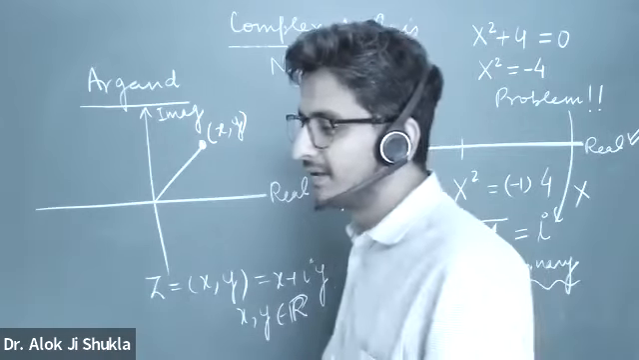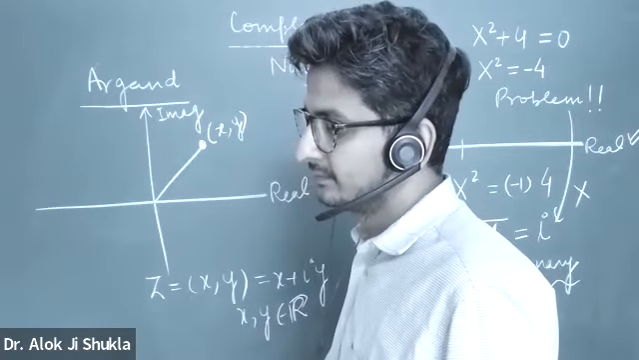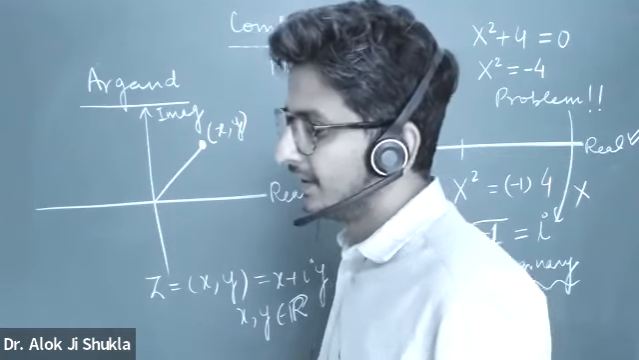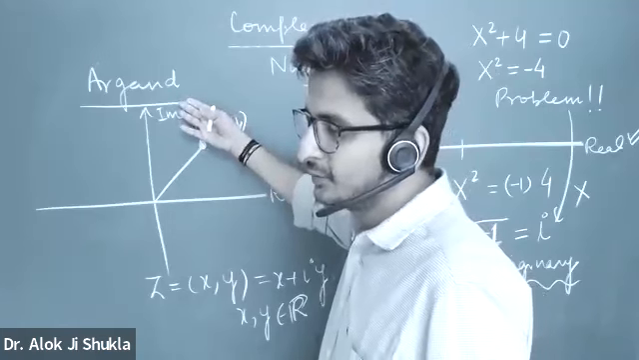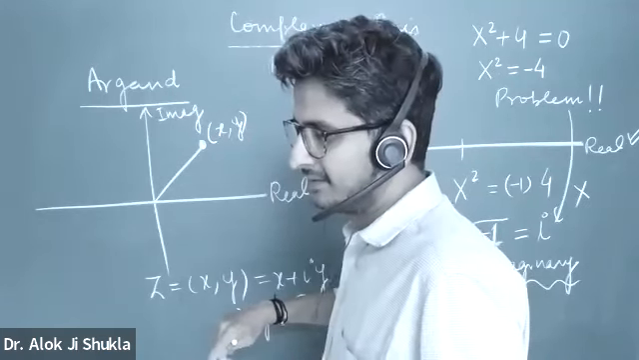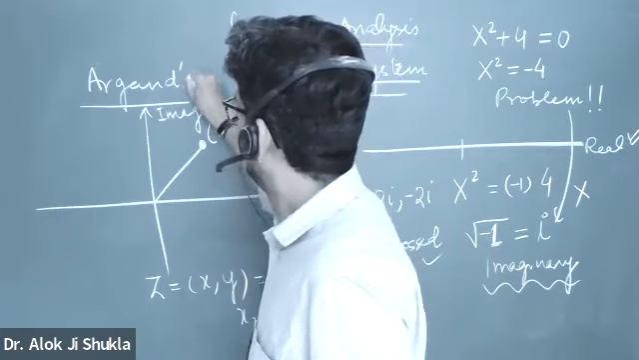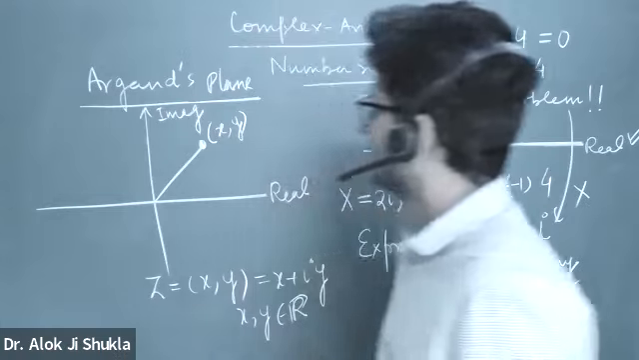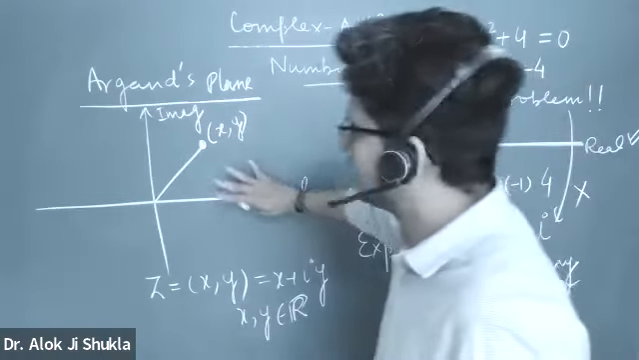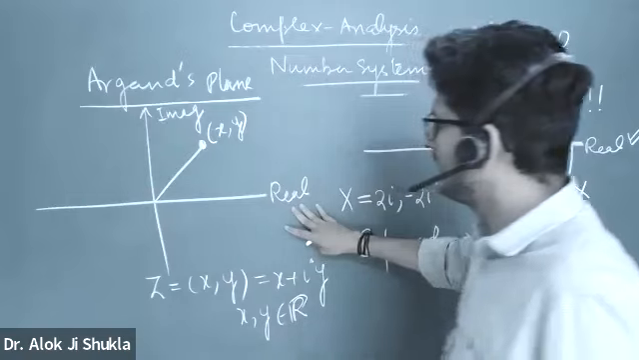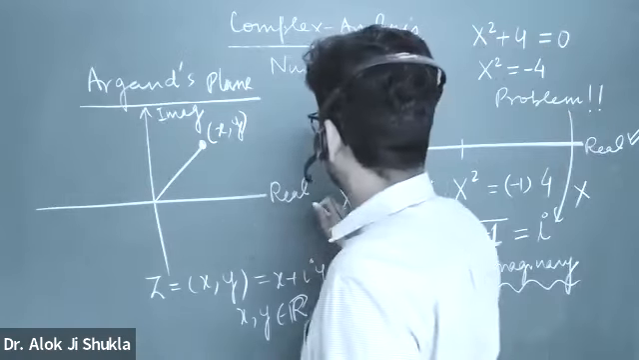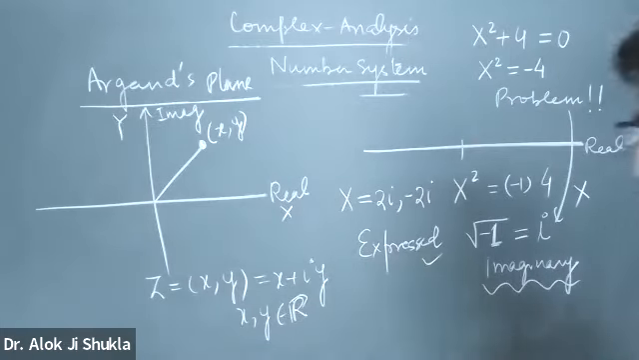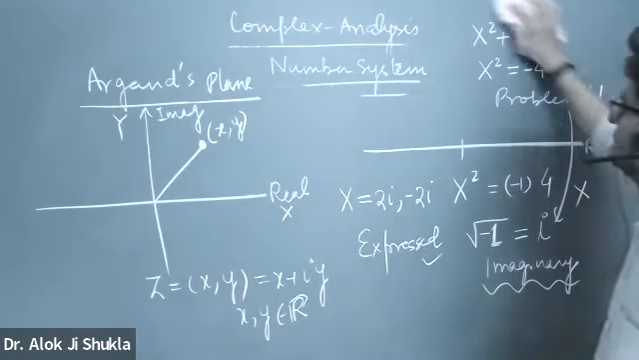Argand is a name. What is your name? Beulah, sir. Suppose you have discovered this, so it will be Beulah's plane. Yes or no? In honor, we give the names, no? It's like that, it's a plane. It's like the XY plane. The X-axis represents the real numbers. The Y-axis represents the imaginary numbers.